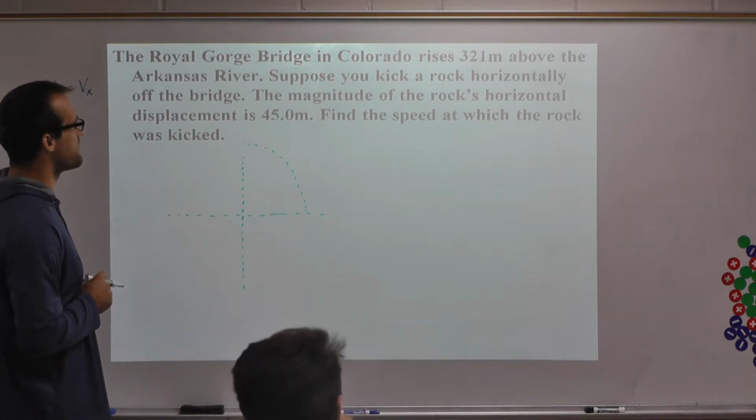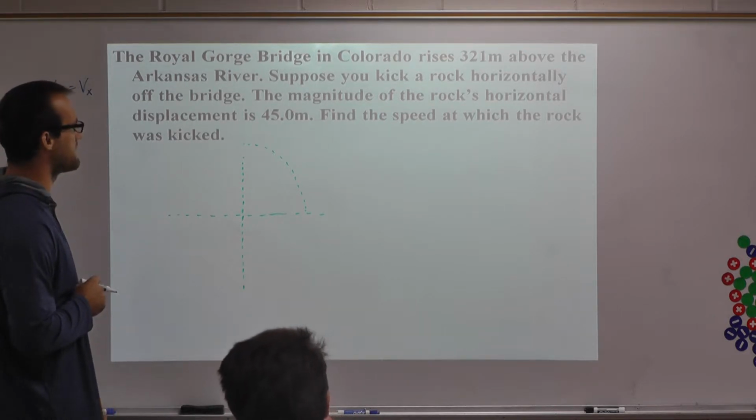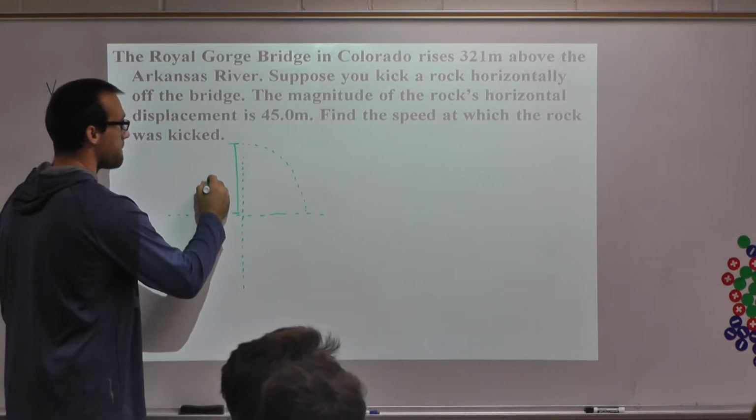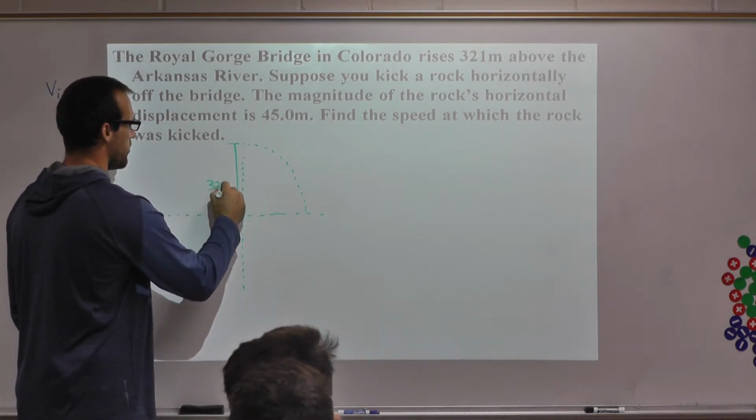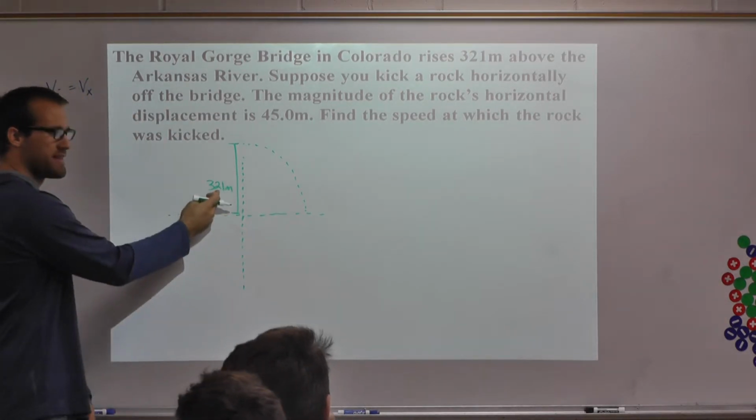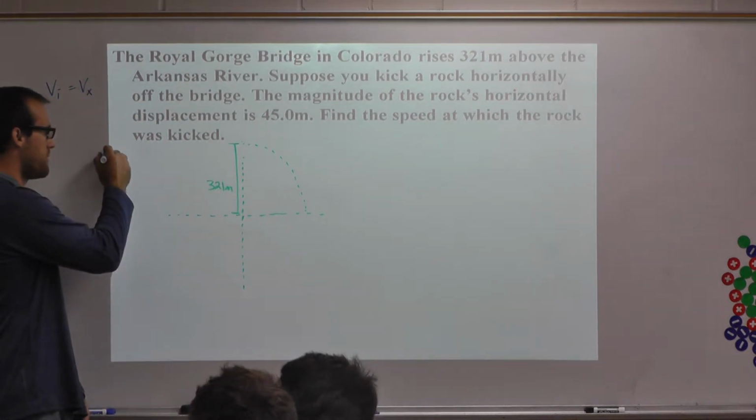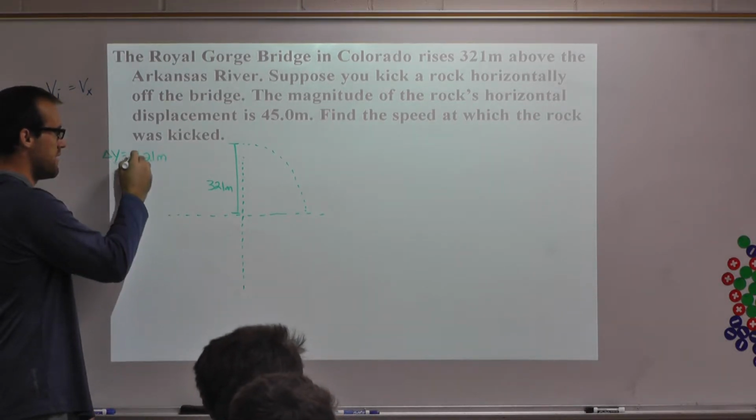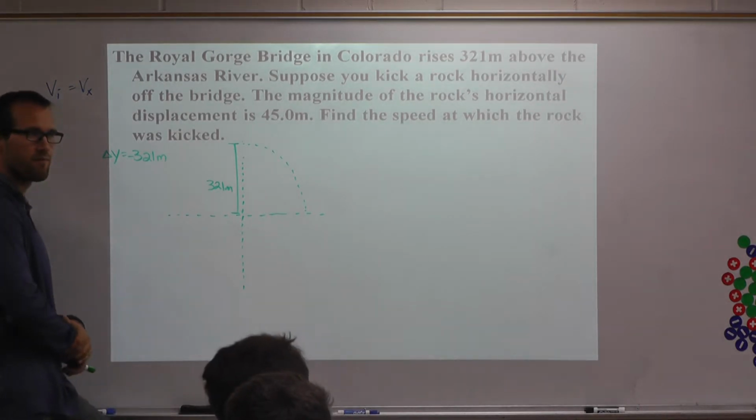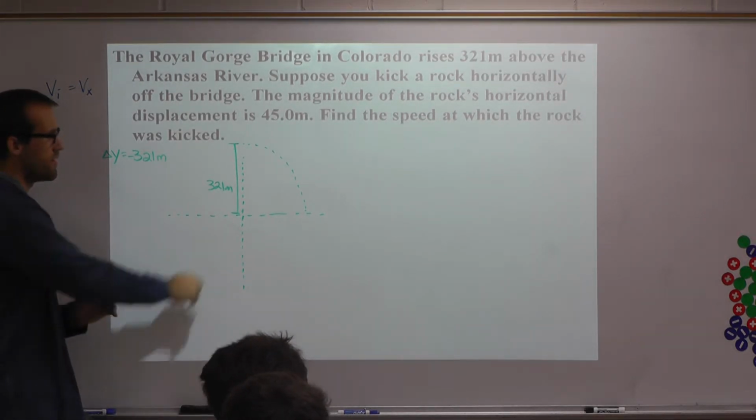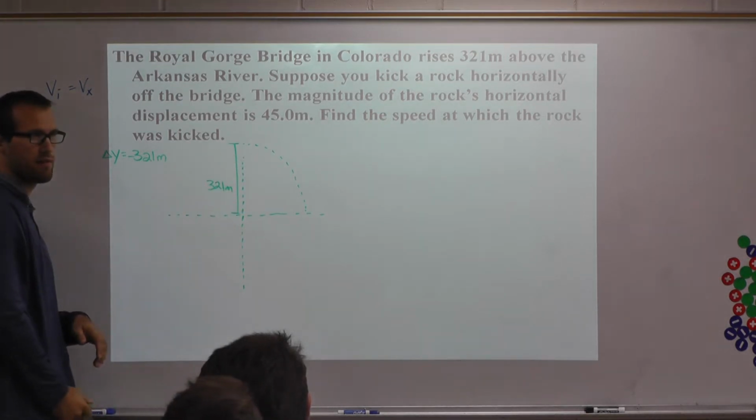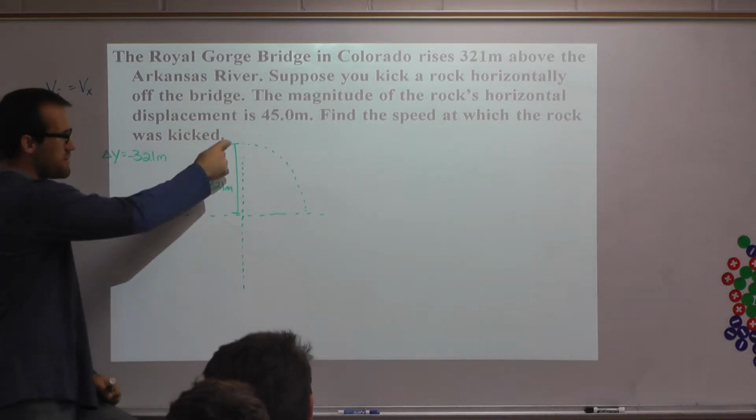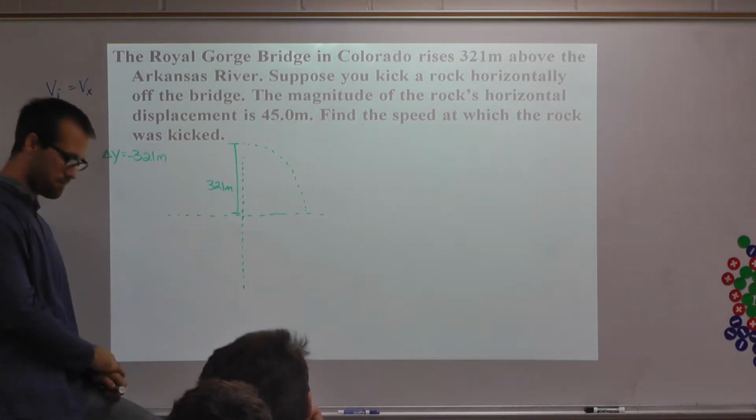So, we've got to write some things in here. We know how high this is, right? 321 meters. What is that from a variable standpoint? Change in y, yes. And typically that's negative, right? Correct, because it's falling down. Initial, final, the direction is negative, because it's going to start here and end here. Okay, negative direction.